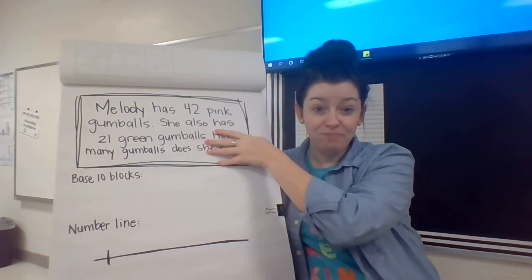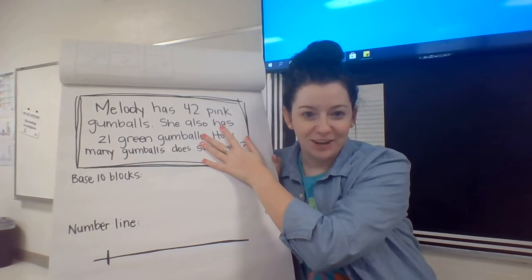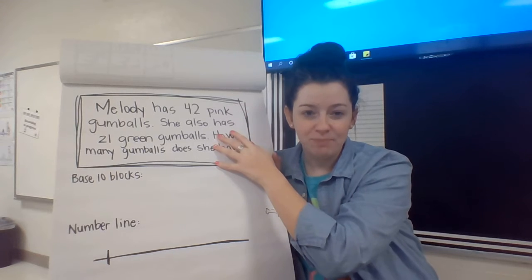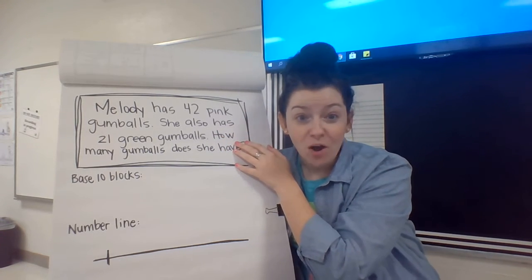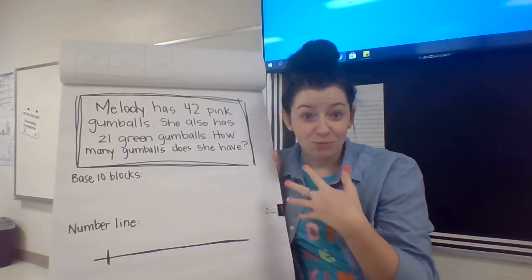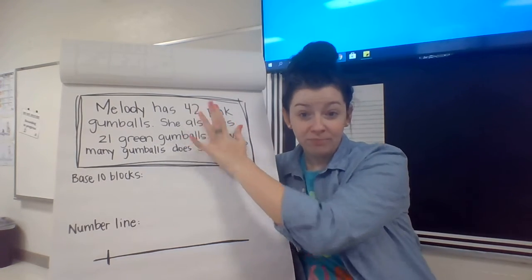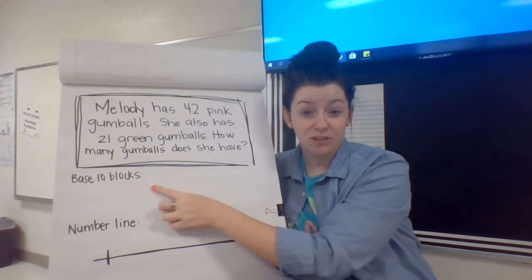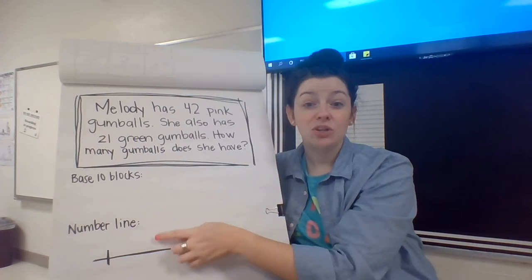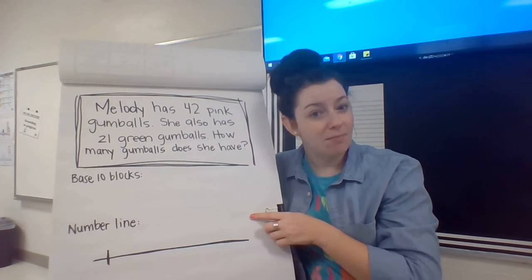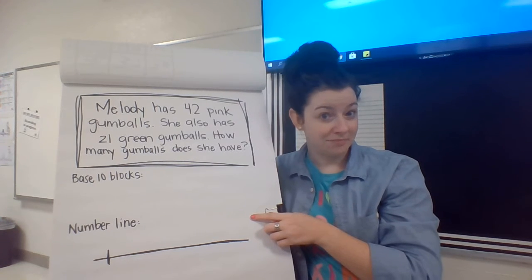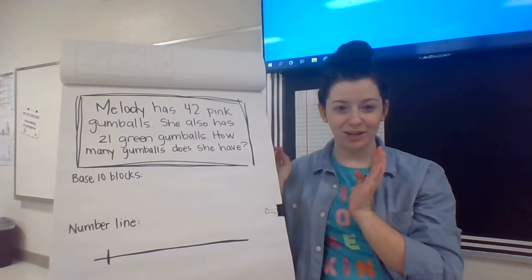Now, this is a word problem. Word problems are very important in second grade. We get to do lots of them, and eventually we'll even write some of our own, and they can be really fun, especially if we write about things that we're interested in. So I wrote us a word problem, and I'm going to model for you how to show this problem using base 10 blocks. I'm also going to show you how to solve this problem using a number line. All right, so let's see what we can do.